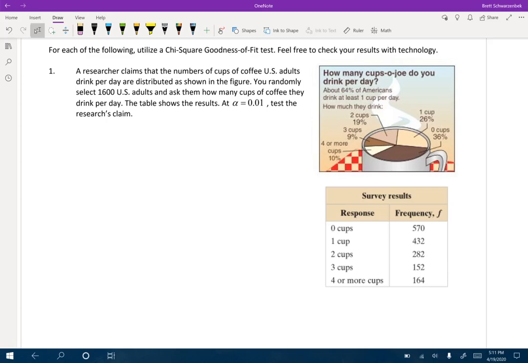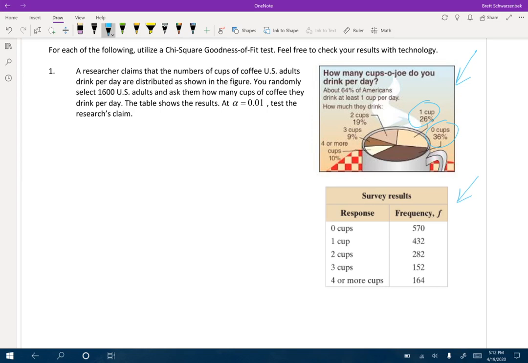Okay, number 1, a researcher claims that the numbers of cups of coffee U.S. adults drink per day are distributed as shown in the figure. So they're looking at this figure right here. It looks like we have 36% drink 0 cups, 26% 1 cup, and so forth around the pie chart. It says you randomly select 1,600 U.S. adults and ask them how many cups of coffee they drink per day. The table shows the results. At alpha 0.01, test the researcher's claim.